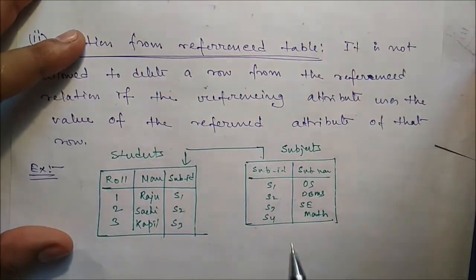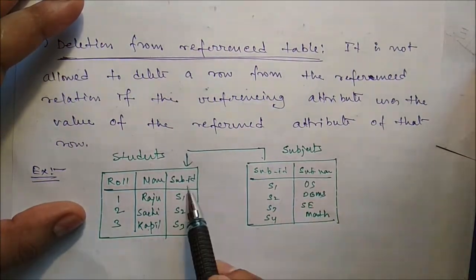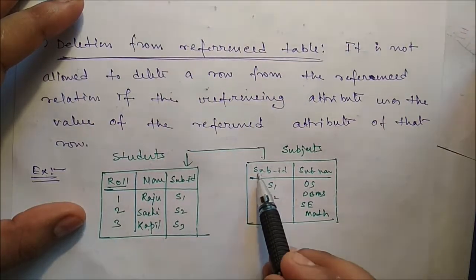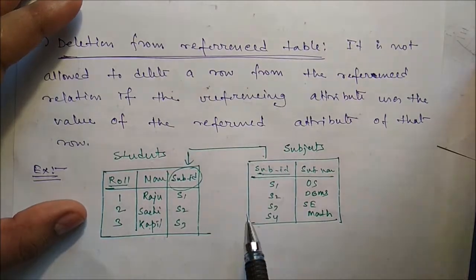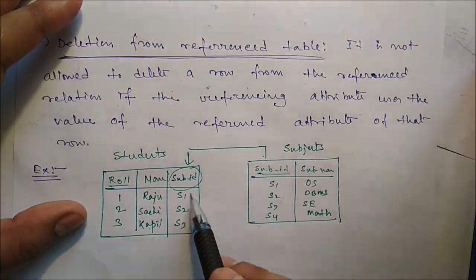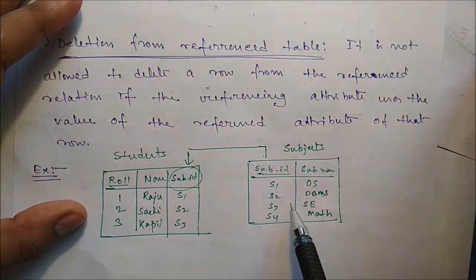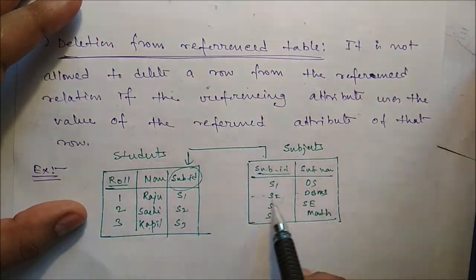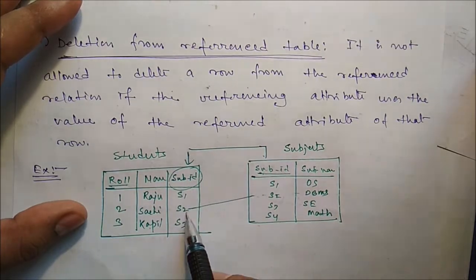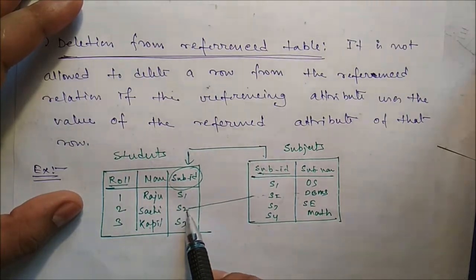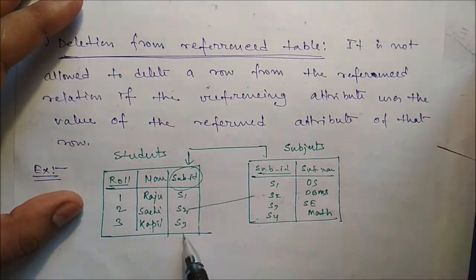So we can see here this is the referencing table and this is the reference table. Here roll number is the primary key, subject ID is the primary key, and this subject ID is the foreign key. S1, S2, S3 are the used subjects. If you want to delete S2, it is not possible because S2 is in the foreign key. So S2 is used. Now suppose you want to delete S4, you can easily do it, because S4 is not present there.